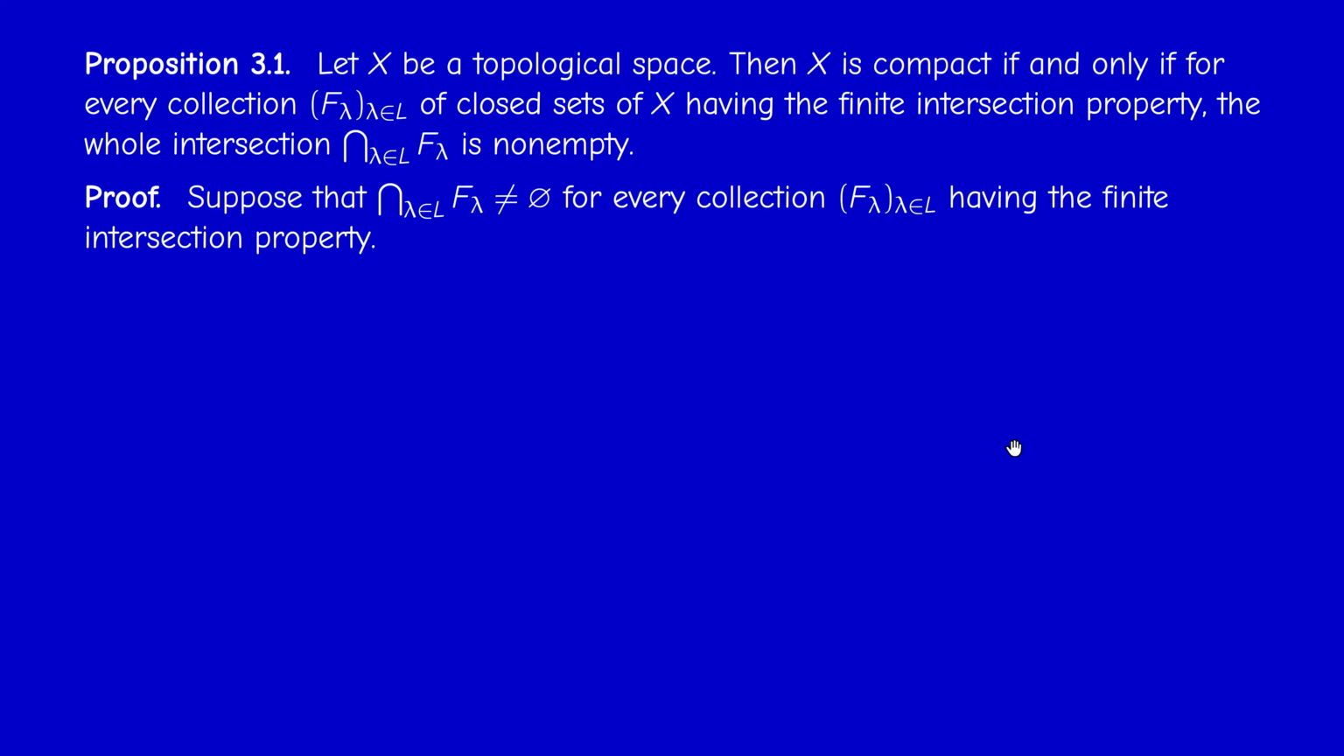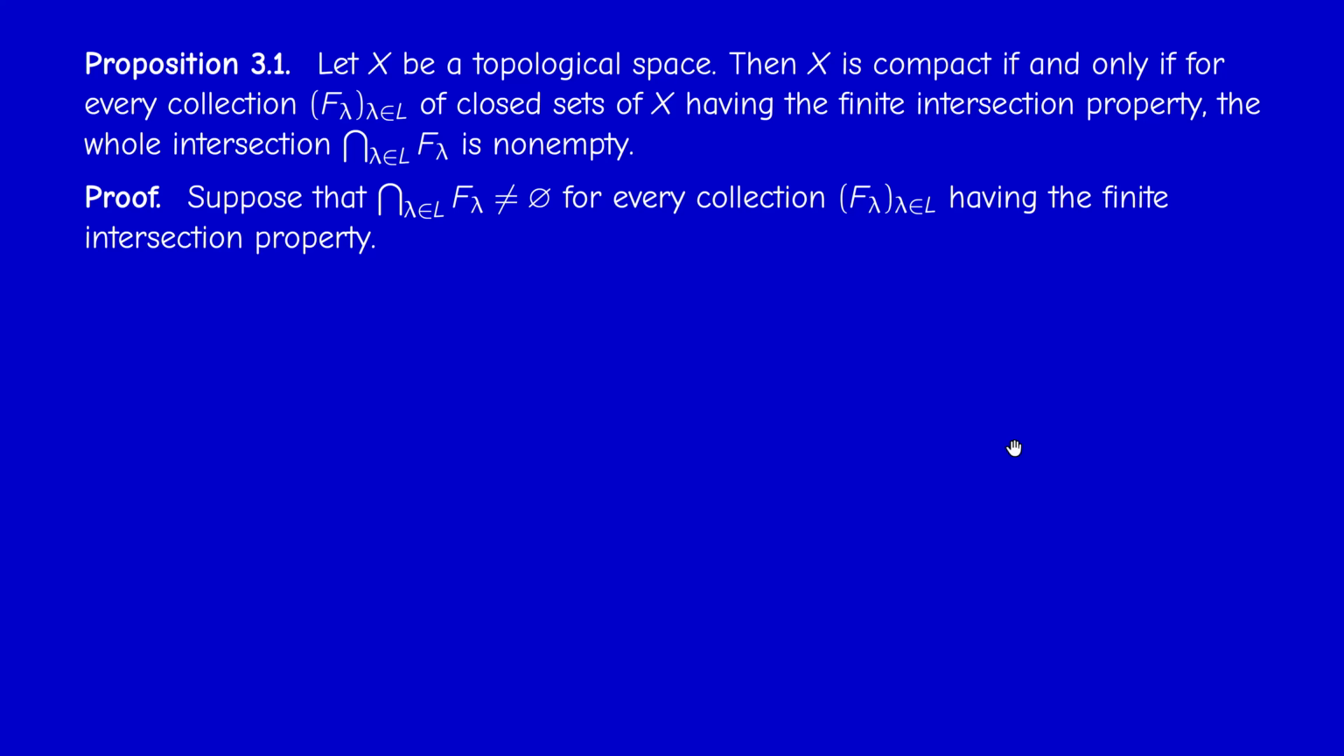So a space is compact if and only if for every collection F_lambda of closed sets having the finite intersection property, the whole intersection is not empty. So this was not the case in our previous example. Why? Because R is not compact. So we have to prove there are two implications. I will just prove one of them, and the other one is completely symmetric.